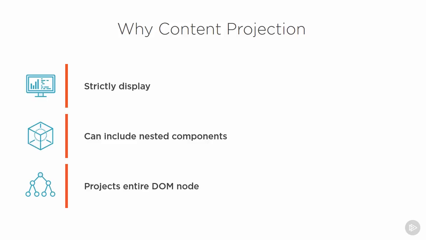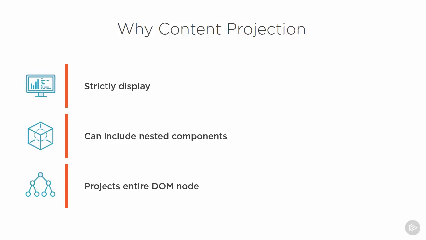Last, content projection injects the entire DOM node specified in the source component into the child. This gives you the ability to still control the presentation styles and functionality of the projected content from the source component, instead of having to make the receiving component figure out how to style any content it receives and include any functionality inherent in that content.